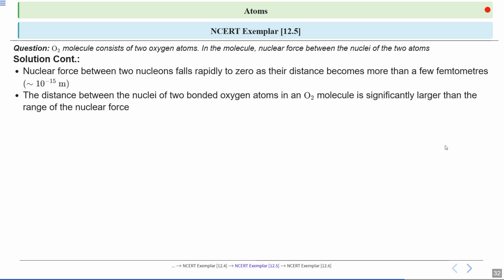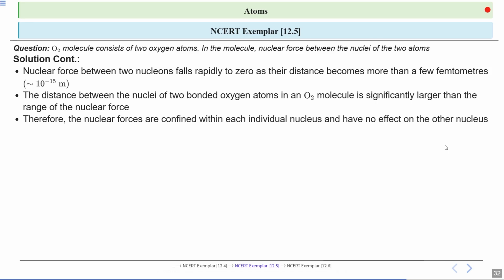So let's compare this to the distance between the nuclei in an O2 molecule. The two oxygen nuclei are bonded together, but the distance between them is much larger than a few femtometers. In fact, it's on the order of 0.1 nanometers, or 10 to the power minus 10 meters, which is about 1 lakh times bigger than the range of nuclear force.